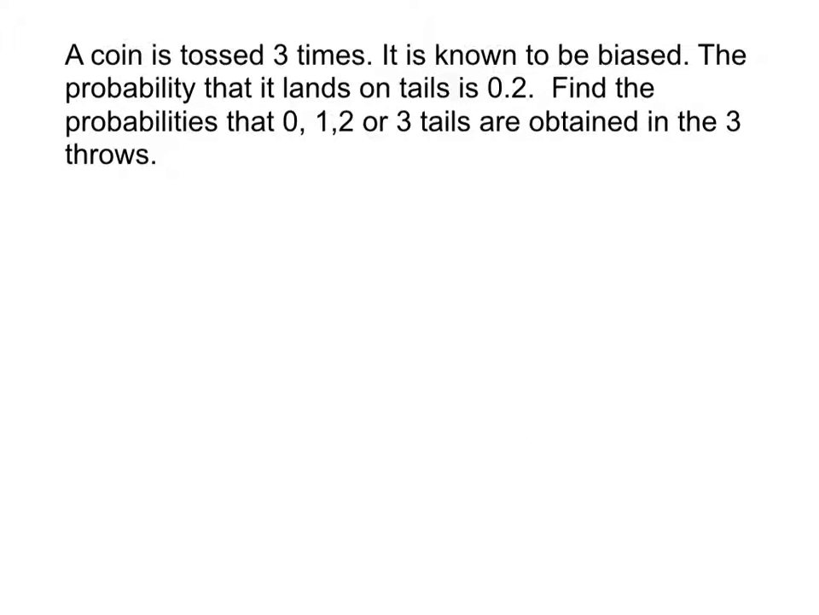So we're going to work with the coin tossing situation, but we're going to work with a biased coin. We're going to look at how we'd solve this problem using what we learned in probability concepts. So the probability that it lands on tails is only 0.2. It works better than doing it with 0.5 to give you the big ideas. So I want us to find out the probabilities that we get 0, 1, 2 or 3 tails in the 3 throws.